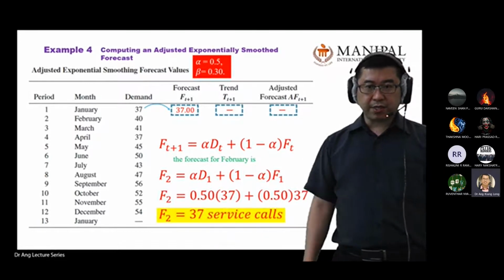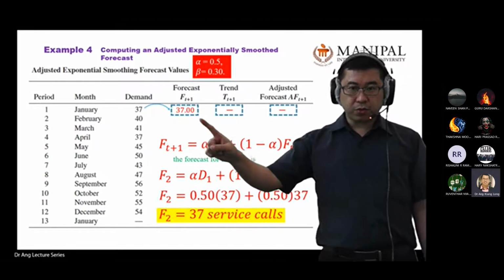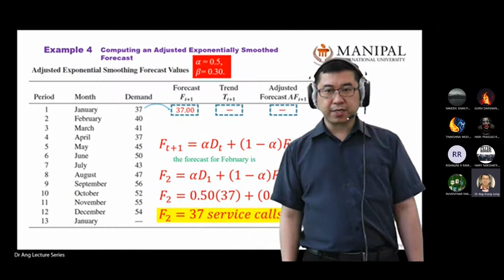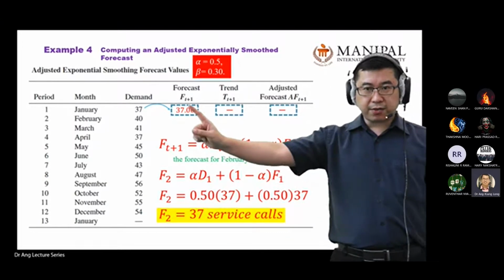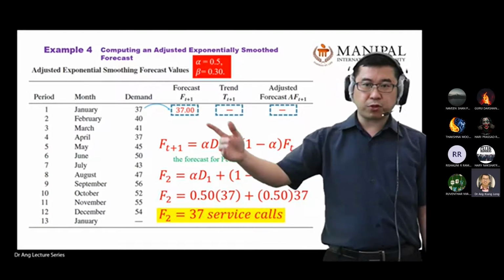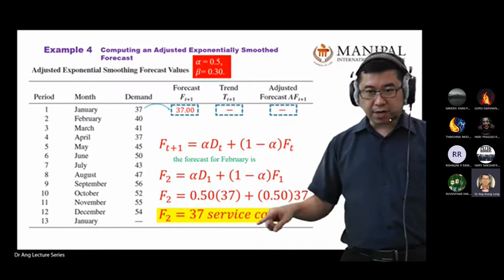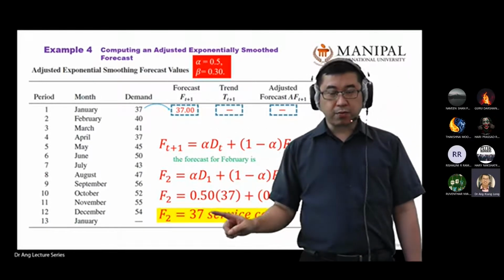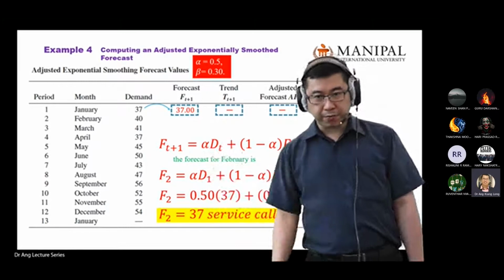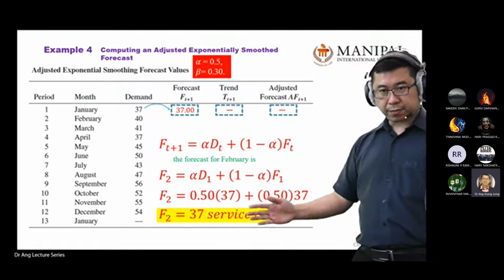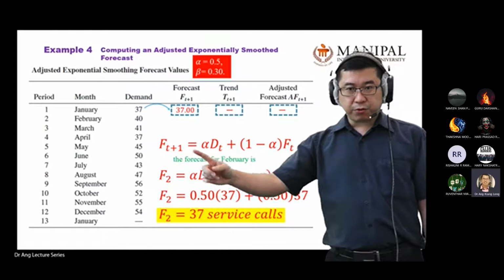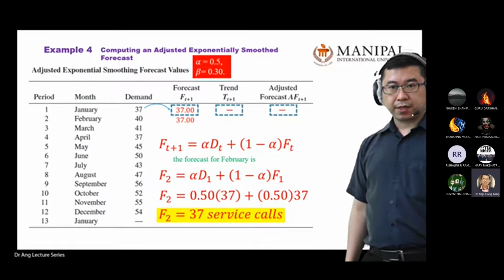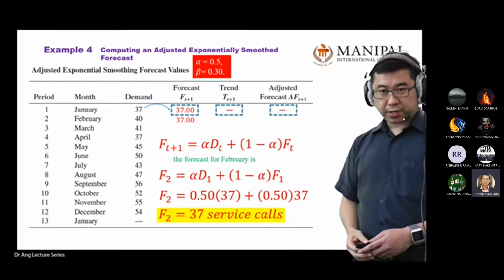You get 37 service calls. F2 is 37.00. I missed out the decimal place here for the forecast value. For the forecast value, minimum 1 decimal place. I gave 2, so this is just my draft for calculation. But when you put it into the table, you should give at least 1 decimal place for the forecast value. Take note of that. So from here, we get the F2 value, 37. Next we move on.